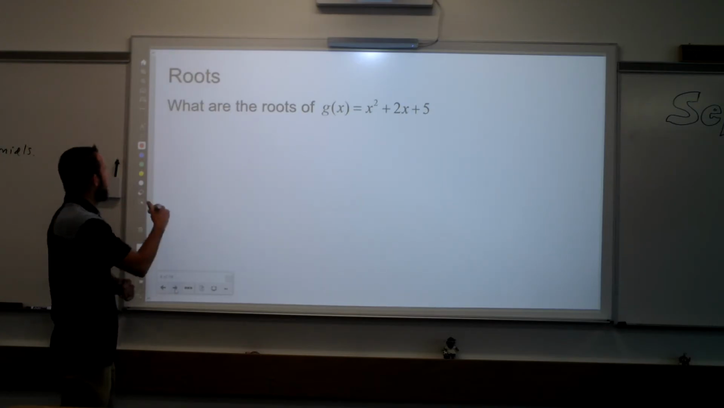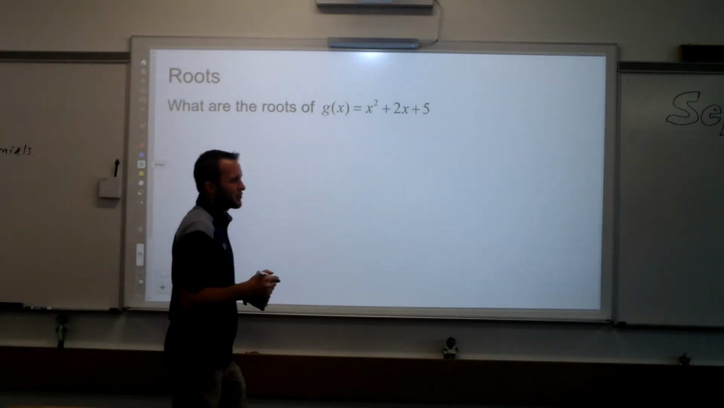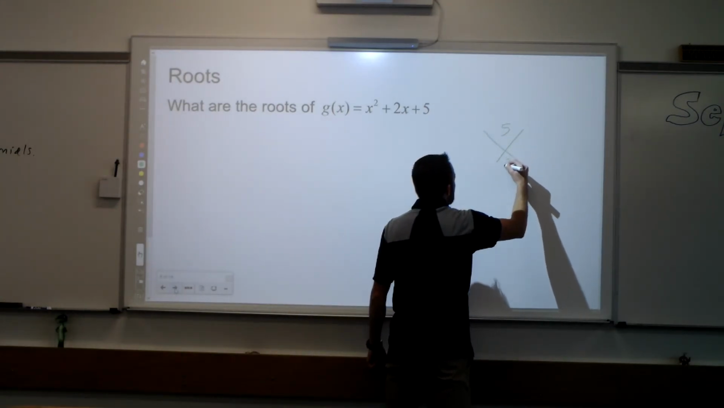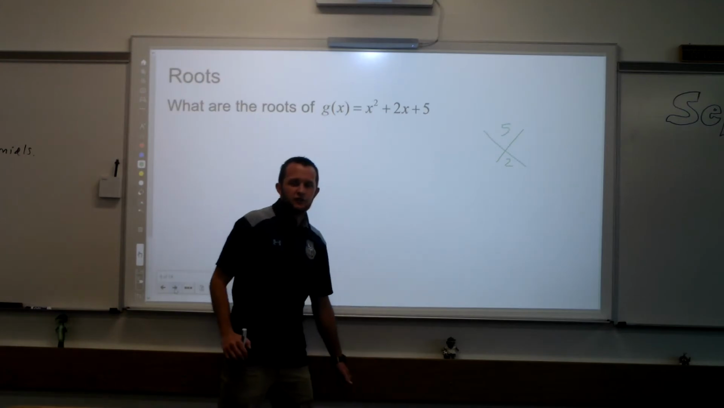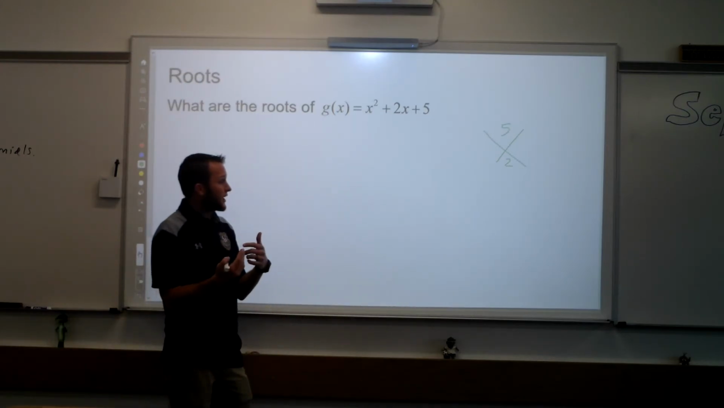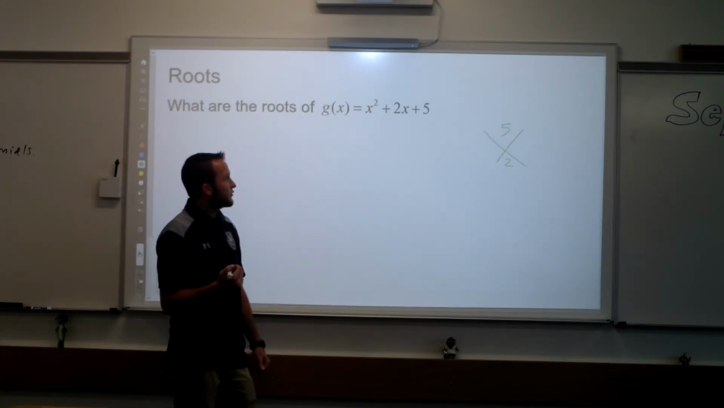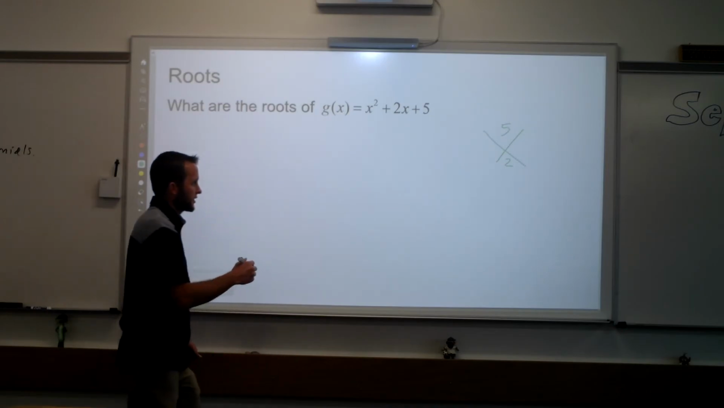Well, we hope to factor, but I can see it's not going to work out. I would say, what numbers multiply to 5 and add to 2? Well, the only factors of 5 are 1 and 5, and there's no way I can get it to add to 2. So how do we find roots if we can't factor? We would use the quadratic formula.